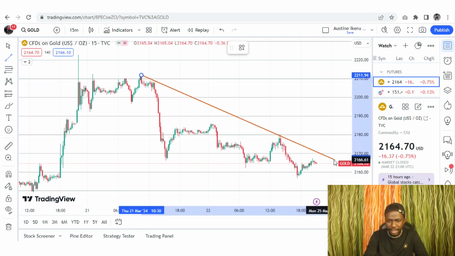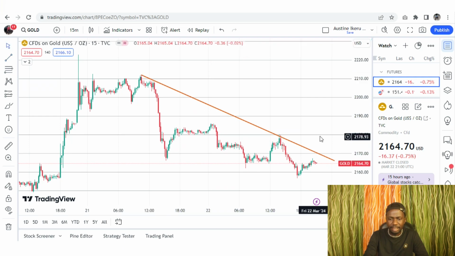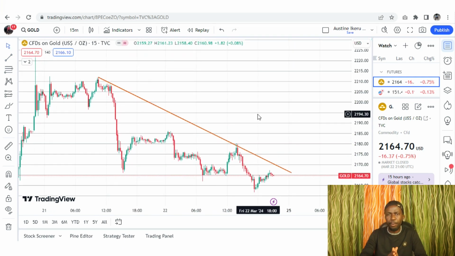So you can clearly say the market is in a downtrend. So now we can confirm that the market is in a downtrend. So this is the perfect time for us to make use of the Fibonacci retracement tool.